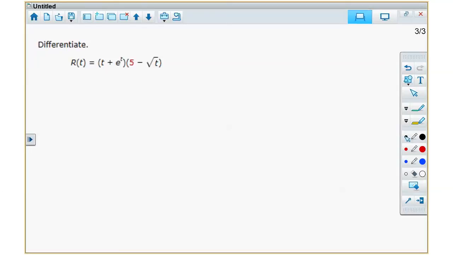I'll go ahead and start you off. So the product rule, the distributive, first I'm gonna rewrite it. R of t is equal to t minus e to the t times 5 minus t to the 1/2. And that's rewriting it. You got to do that first. So we'll just kind of mark through that, and we're just going to use this.